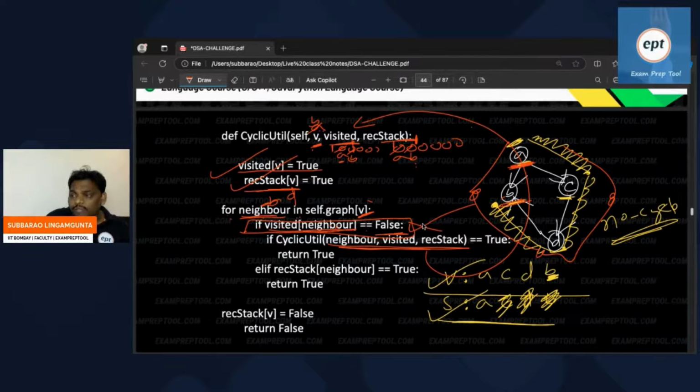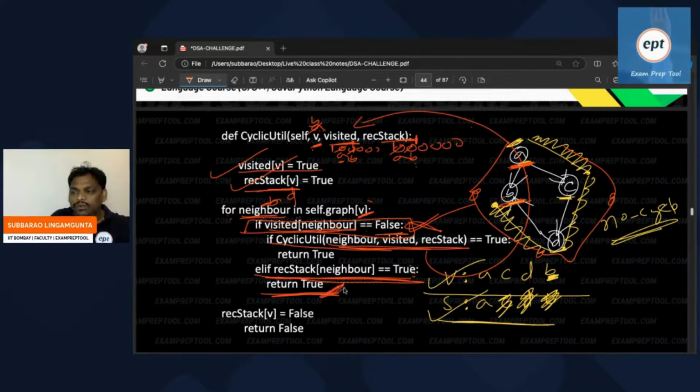If already visited, you cannot call the recursion. If already visited, immediately check here: is it already available in the stack or not? Yes. Are you getting it? So this condition failed, indicating that it is already visited. This condition is true, present in the stack also, then return true, meaning an indication that a cycle exists.